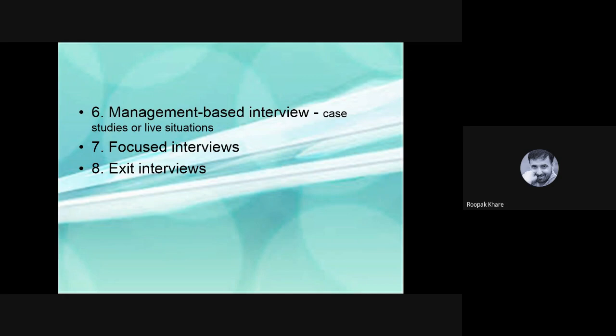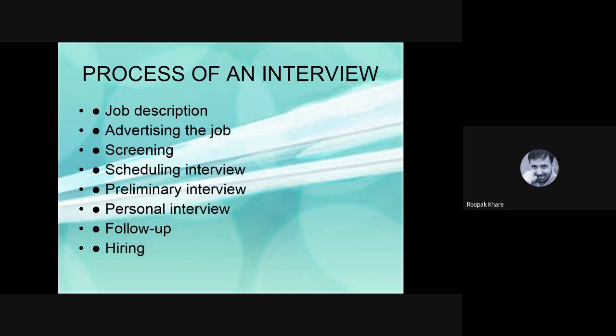And exit interviews, where people are leaving a certain organization and they are asked about what the experience was, why they are leaving, what kind of good or bad things happened with them, would they want to come back. So these are called exit interviews. What is the process of interview?